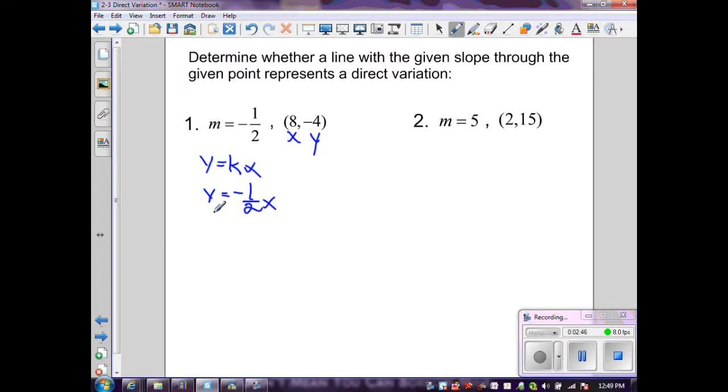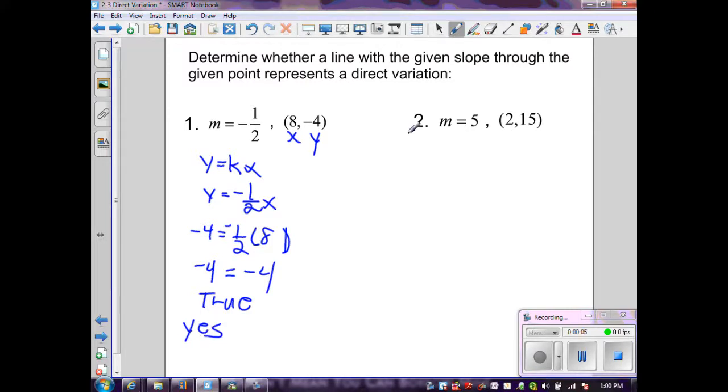If it's true, then it is a direct variation. If it's not true, then it's not a direct variation. So let's substitute in. For y, I'm going to use a negative 4. My k is a negative 1/2. For x, I'm going to use 8. And that will give me a negative 4. Negative 1 times 8 is a negative 8 divided by 2, a negative 4. And we want to determine if this is true. This is true. So that means this is a direct variation. So the answer is yes, it is a direct variation.